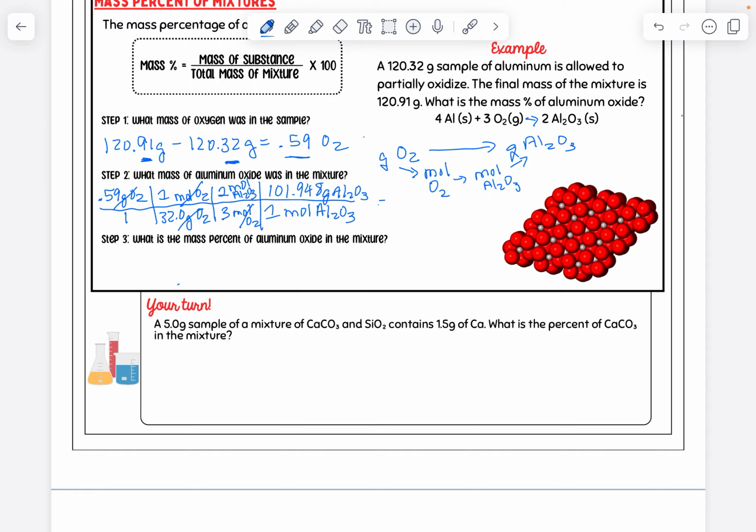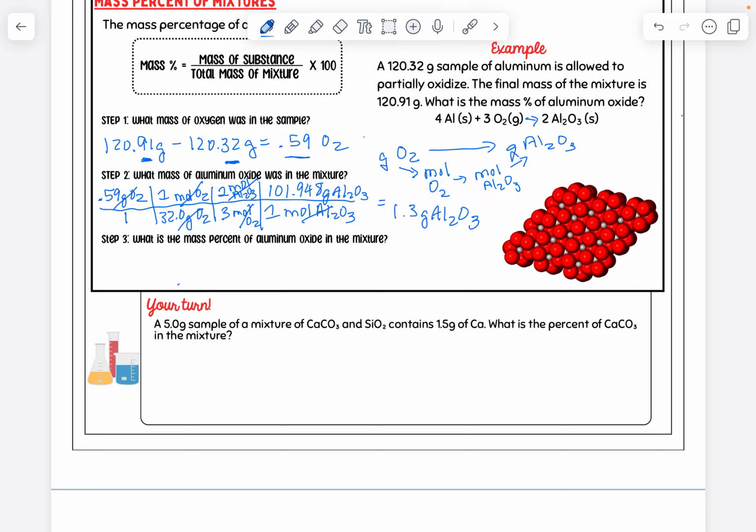Okay, so then my moles cancel out and I'm left with grams. So I take 0.59 divided by 32, multiply that by 2, divide by 3, and then multiply by 101.948. I need to use 2 significant figures, and I get 1.3 grams of aluminum oxide.